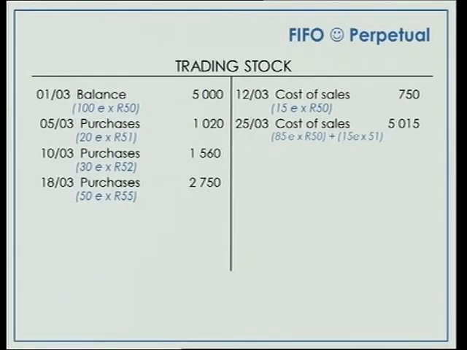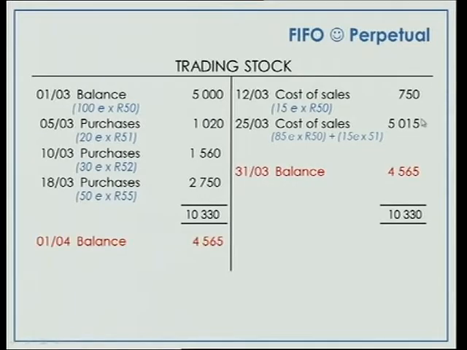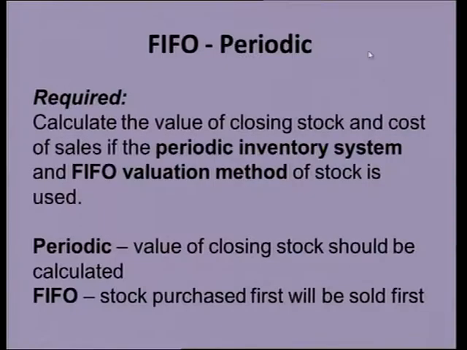So let's see. I've got a question here. How to balance the inventory account? We balance the inventory account by adding everything on the debit side. We do that, we will get 10,330. Then we carry it over to the credit side. And now we deduct the cost of sales. So that's how much the trading stock increased minus the sales that we had. And our balance then, 4,565, that then is the value of my stock at the end of the month. Okay, so this was FIFO perpetual. Let's carry on to FIFO periodic. Let's see what is different.